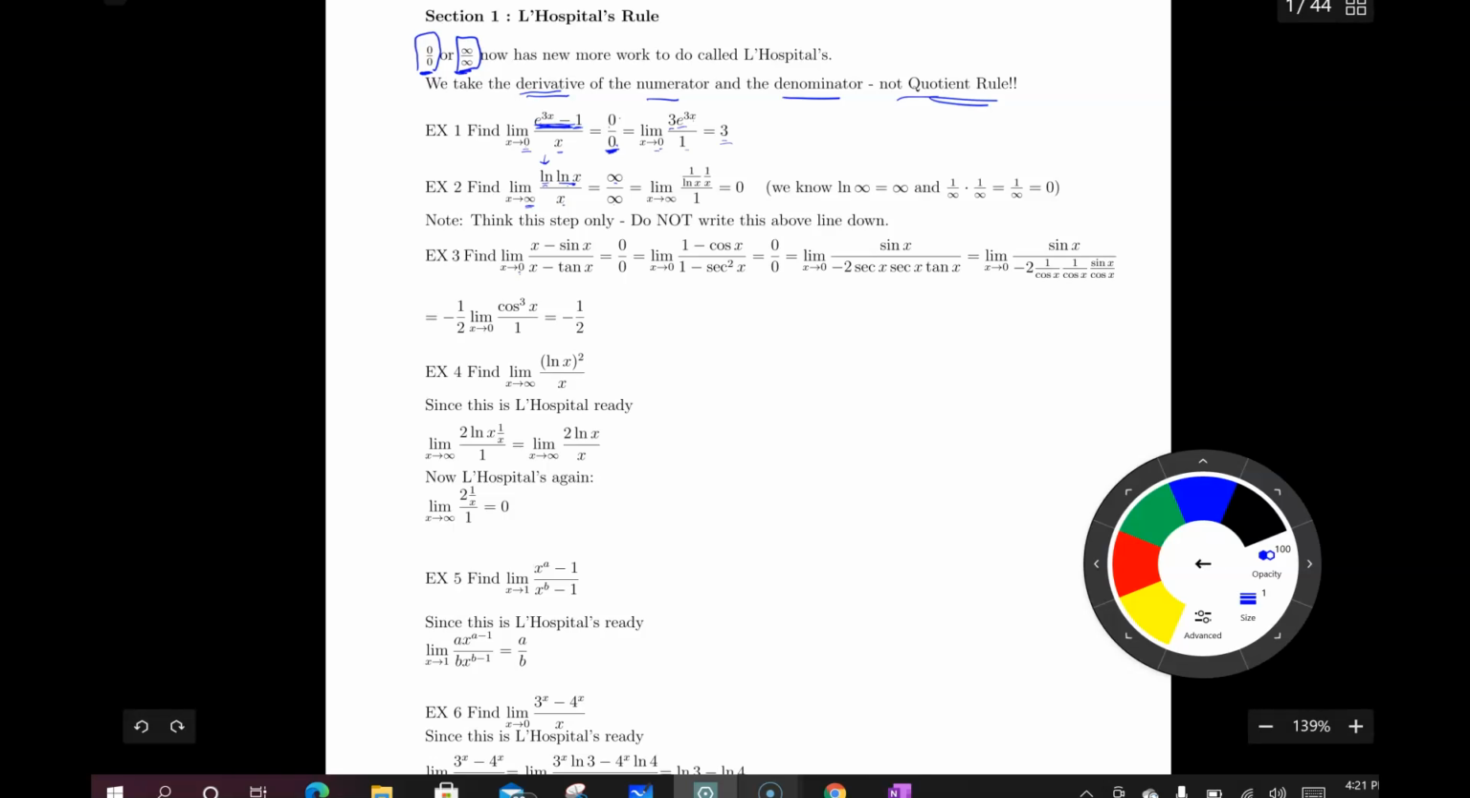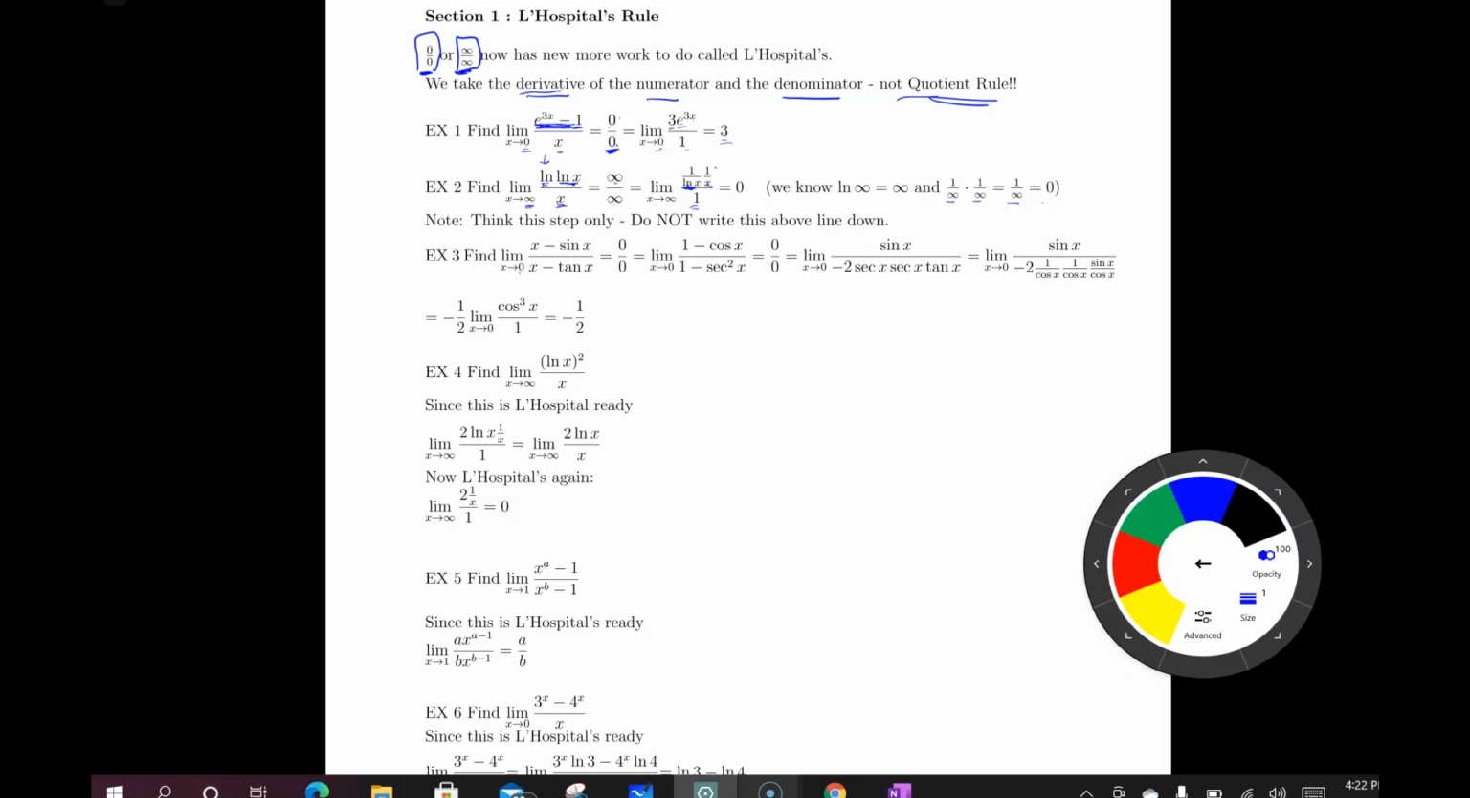So I take the derivative of this ln first. So I have 1 over ln of x. Then I take the derivative of this ln, and I get 1 over x. That's all in the numerator. Then I take the derivative of this x, and I get 1. So now, I know that ln of infinity is infinity. And I know that this is going to give me 1 over infinity times 1 over infinity. That gives me 1 over infinity. That's 0. So again, we don't write all those steps. We just think it and we say, okay, I have a 0 as an answer.